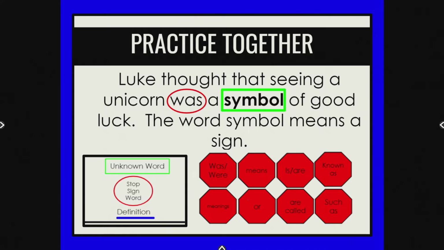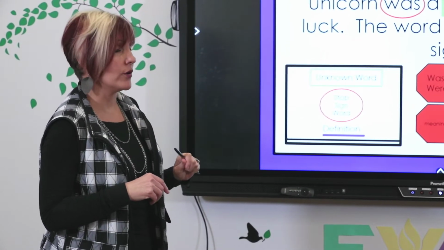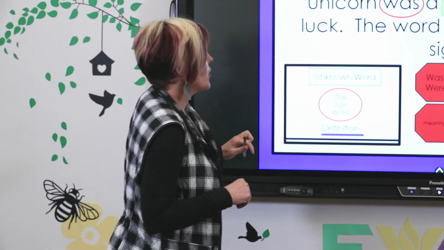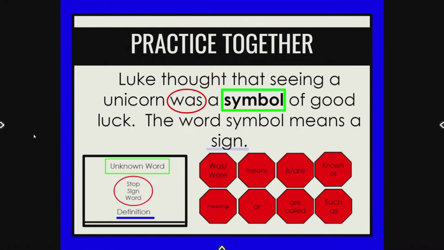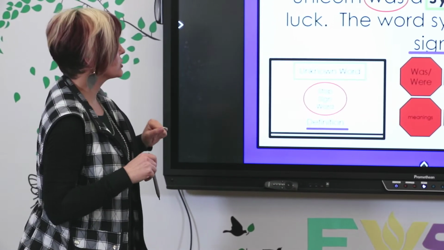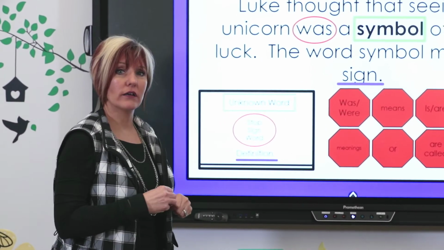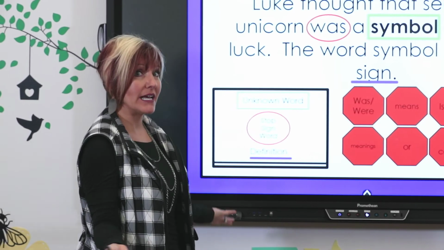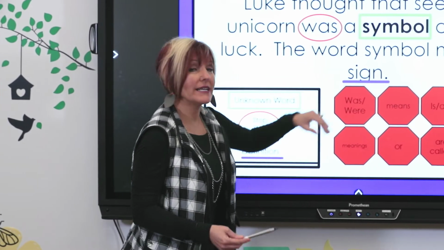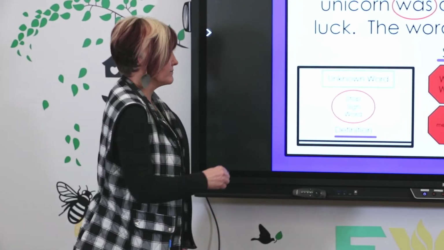So then we're going to look at it again. Luke thought that seeing a unicorn was a symbol of good luck. The word symbol means, and it should have this one circled, the means as well, means what? It means sign. So now we kind of double check it to make sure. Luke thought that seeing a unicorn was a sign of good luck. Is that true? Absolutely. Makes sense. So we could replace that with that word, symbol. So now we know that symbol means sign.